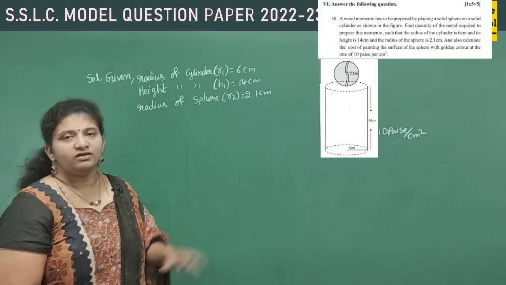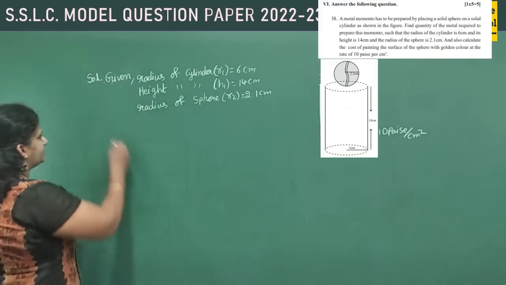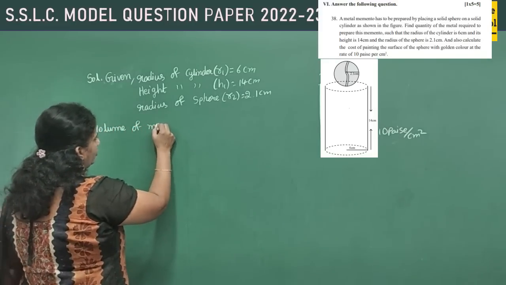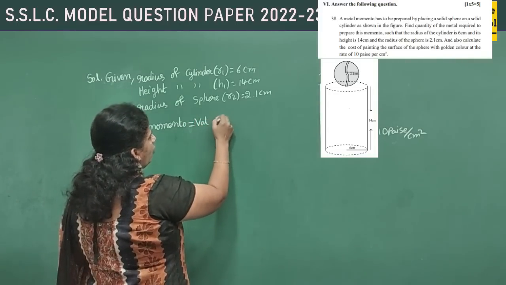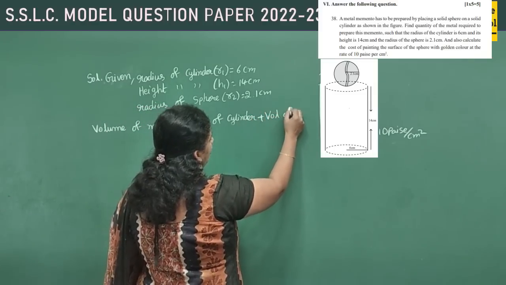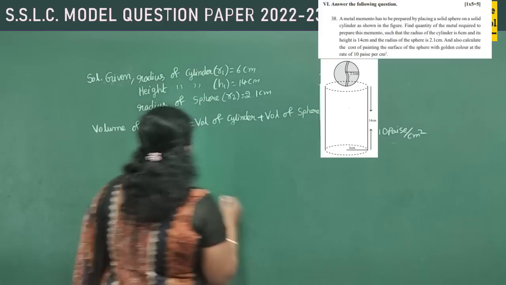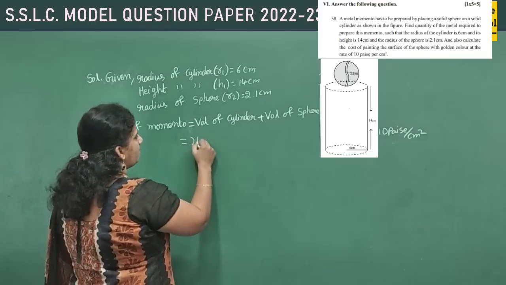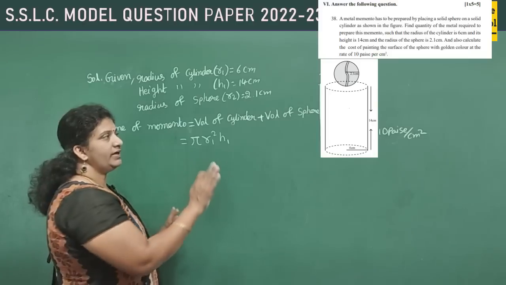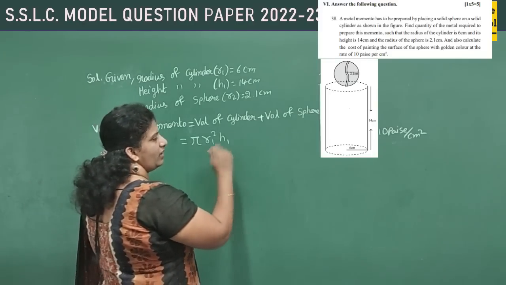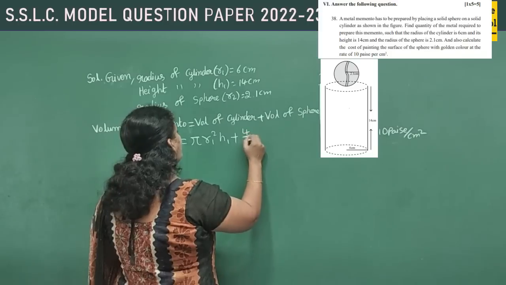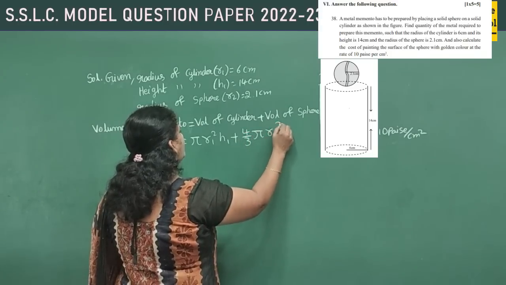What is your first question? Find the quantity of the memento. Quantity means volume. Volume of the metal memento is equal to volume of cylinder plus volume of sphere. What is the volume of a cylinder formula? Pi r1 square h1. Actually pi r square h, but here you have two solids, so separate it with r1, r2. So pi r1 square h1 plus the volume of a sphere, 4 by 3 pi r2 cube.